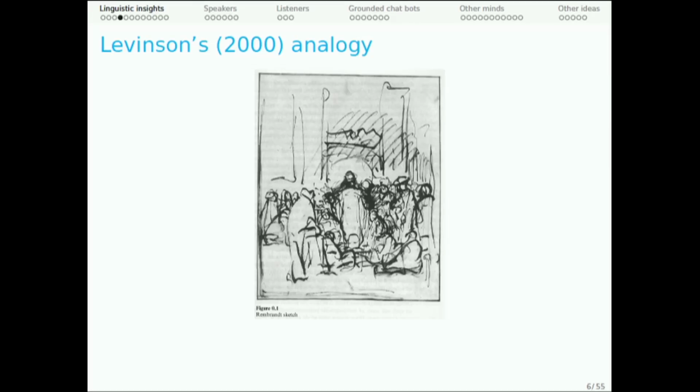Also, by way of conveying to you why this problem is persistently more difficult than people think, I thought I would present this analogy that I use when I teach semantics and pragmatics as well. This comes from the linguist Stephen Levinson. And he asks us to imagine, there's a Rembrandt sketch here. And just observe for a second that you can, even if you've never seen it before, make out that there's a figure in the center. There seem to be some people kneeling at the feet of this figure in the center. There's an archway or something, some kind of building in the background.